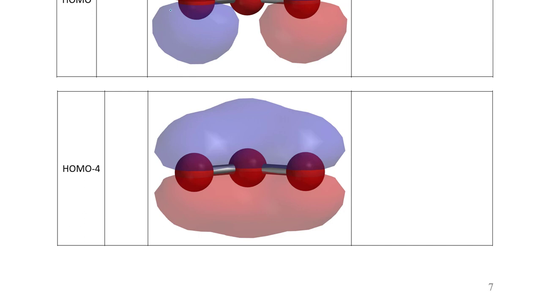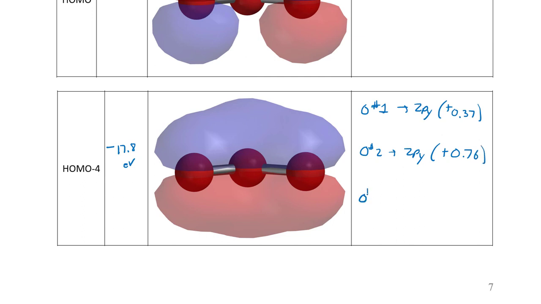The first thing I'm going to do is just like we did before. I'm going to look at HOMO minus 4, and I think it was like negative 17.8 eV. And I'm going to list which ones I care about here. Well, oxygen number 1 contributes a 2PY, and that coefficient is positive 0.37. I'm going to look at my central atom, which is oxygen number 2, and that also contributes a 2PY, and that is also positive, but wow, it has a big contribution. It's like 0.76. And then finally, oxygen number 3 is also contributing a 2PY, and it matches the first one, kind of symmetrical there, 0.37.